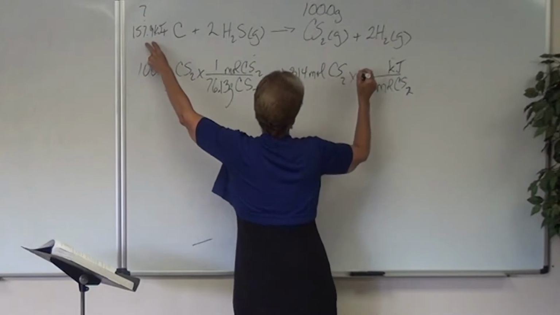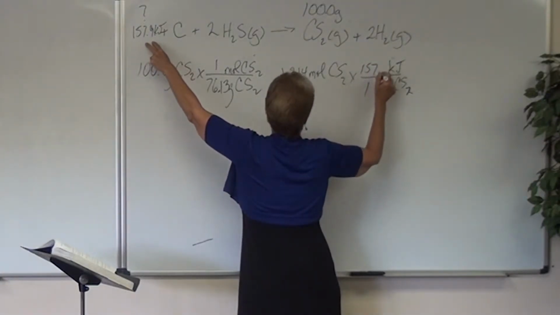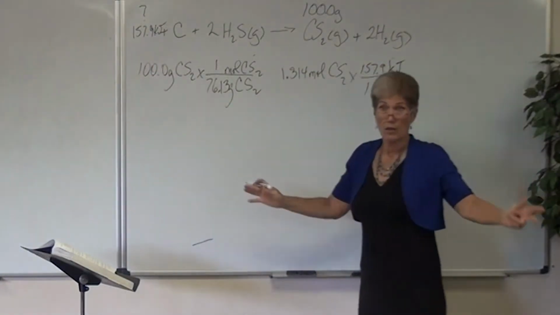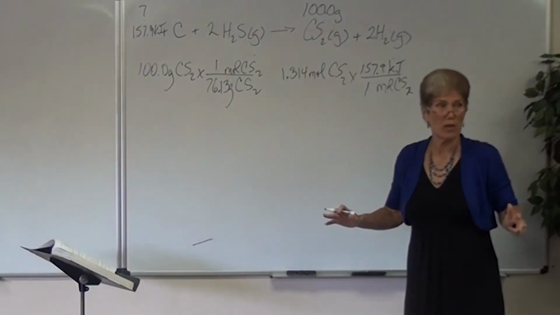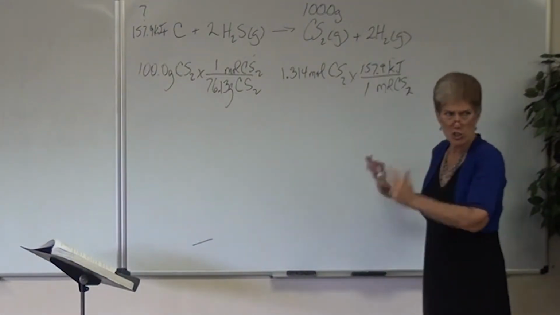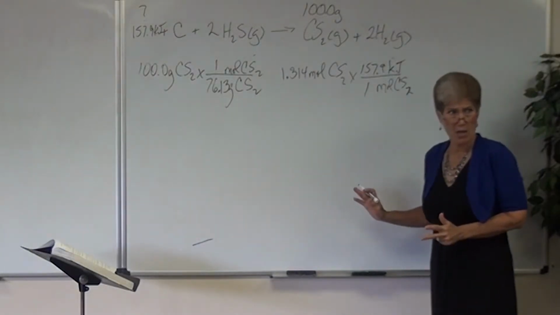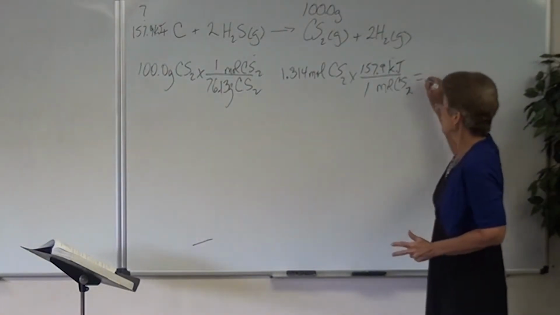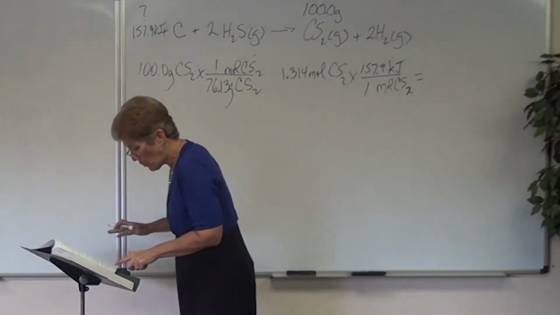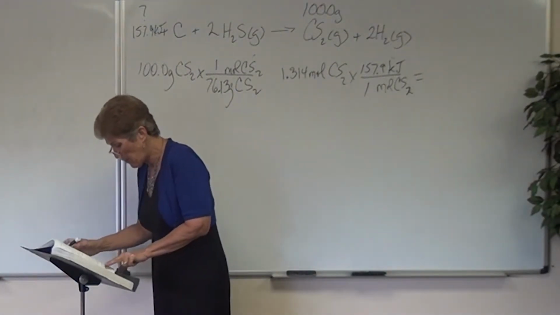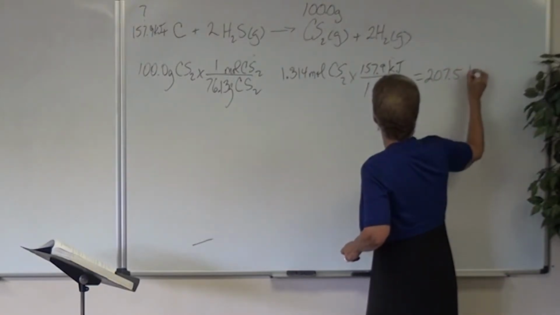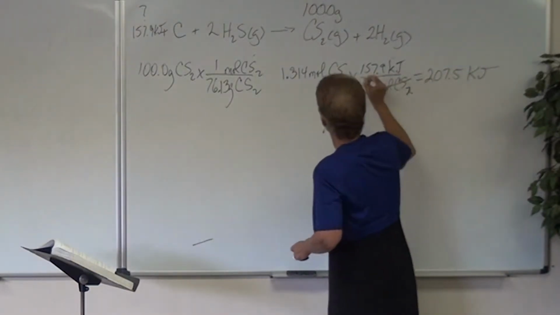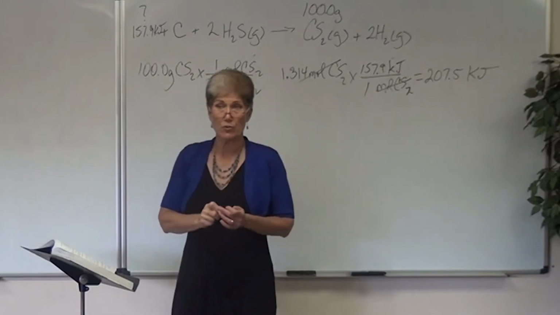And in front of kilojoules, I have 157.9. See it? It's the same way as doing the stoichiometry. Just because it's a weird number, don't let it freak you out. You handle it just like you handle other stoichiometry, okay? So then we have 4 significant figures both places. That's going to end up giving us 207.5 kilojoules, because this will cancel and you're left with your kilojoules.